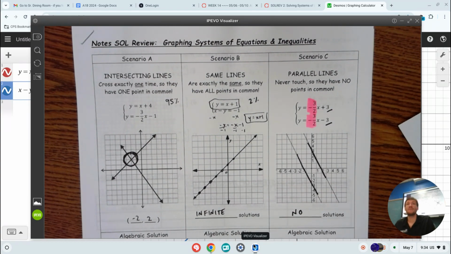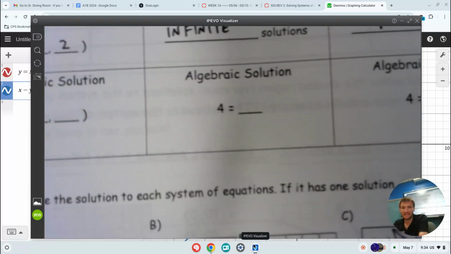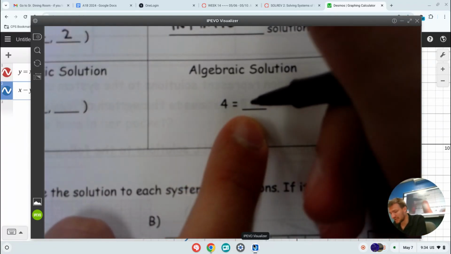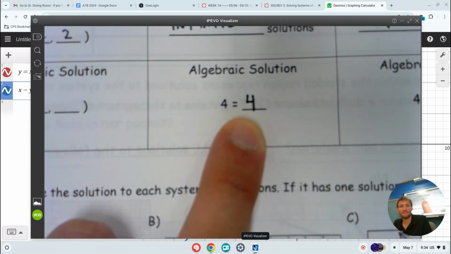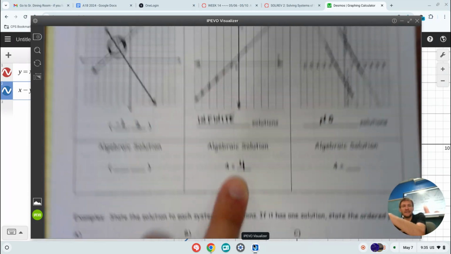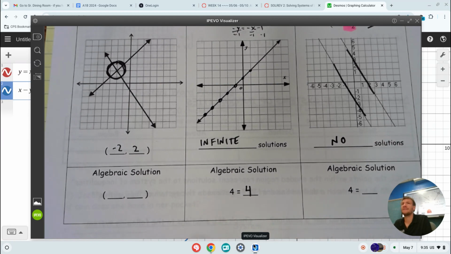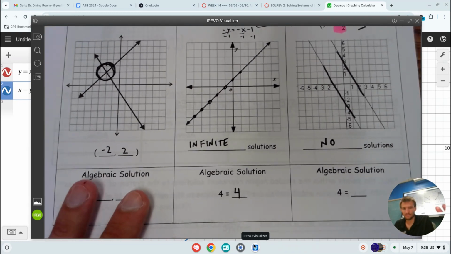Now, sometimes on the SOL test, they'll show you something really simple. They'll just show you something like this. The algebraic solution says 4 equals 4. Does that mean infinite solutions or no solutions? And for us, 4 equals 4 is always going to be an infinite solution. I don't care if you're on Earth. I don't care if you're on Mars. 4 equals 4. It's always true.